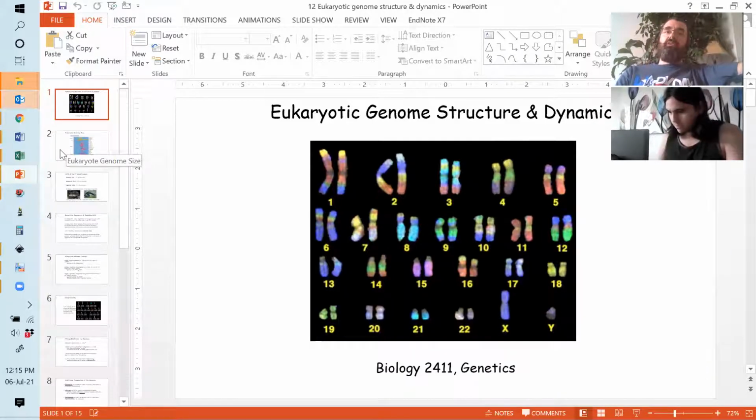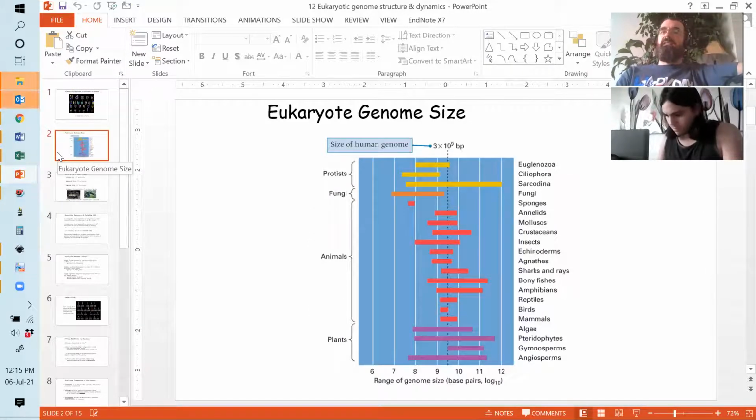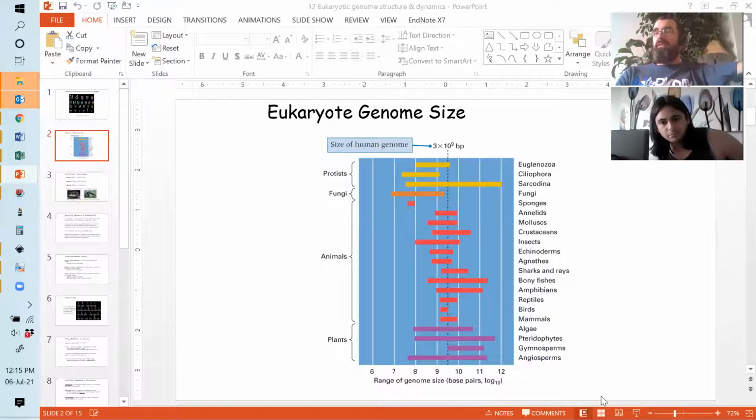Okay, so one thing that's kind of cool to talk about is eukaryotic genome size, right? We're about 3 billion base pairs, so this is our haploid genome. Our actual total genome is twice that, about 6 billion base pairs. And it's all grouped in different things. I don't even know what half of these things are, to be honest, because I'm not much of a taxonomist. But you can see there's a huge range in genome size, and we're fairly well in the middle of that.